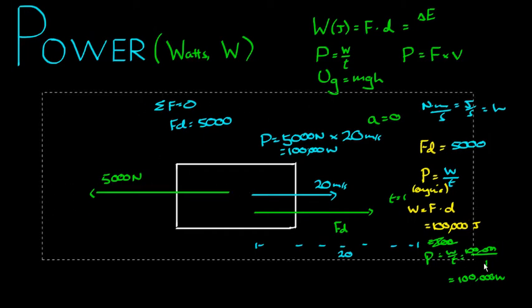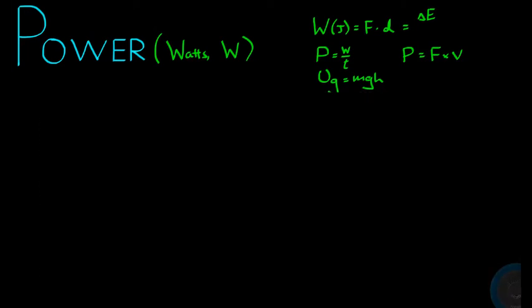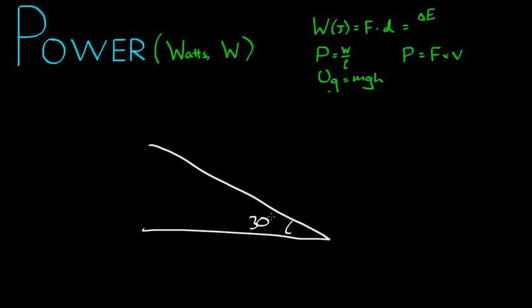Let's look at a more complex version of this question, this time with a slant. We have a 30-degree slant here, and a box sitting on the slant. It weighs 10 kilograms. Well, actually, it's not a box. We'll say it's an electric car, and it's moving at a constant velocity down that slant. That velocity, as of right now, is a mystery.